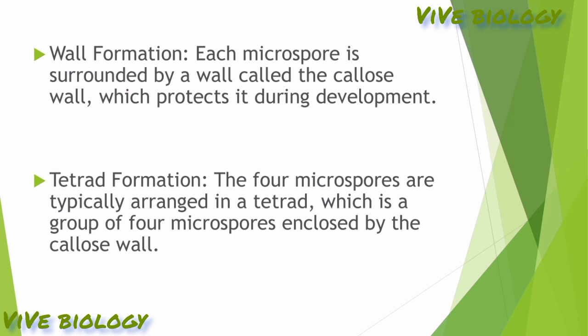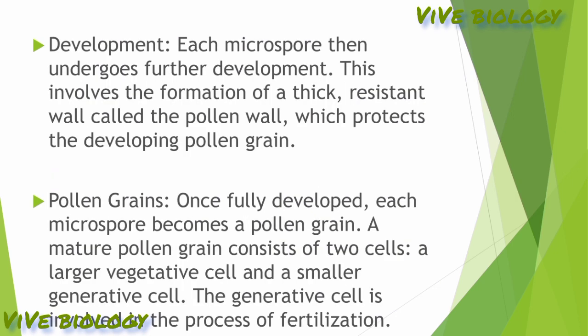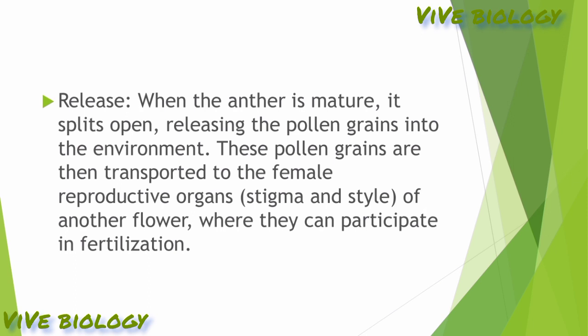Grouping together. These special cells are often grouped in fours, kind of like a tiny team, inside a callose wall. This group is called a tetrad. Growing up. Each of these tiny cells grows up and becomes a pollen grain. Each pollen grain has two parts, a big part, vegetative cell, and a small part, generative cell, ready to go.